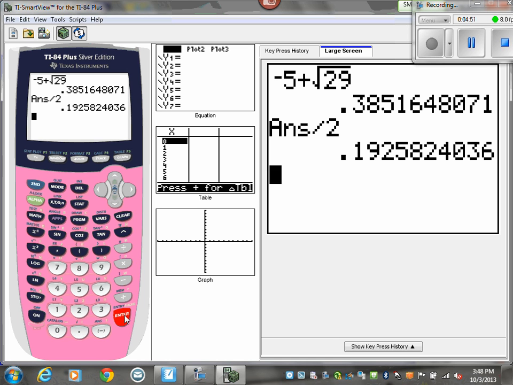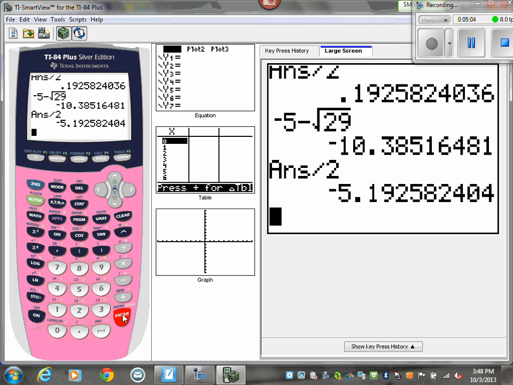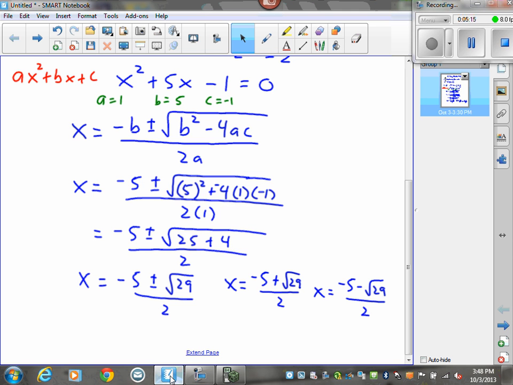My other answer is going to be negative 5 minus the square root of 29. Again, compute that answer, and then divide that by 2. And so my second answer is negative 5.19. Those are just rounded answers. So if I come back over here, I get my two answers of x equals 0.19 and x equals negative 5.19.